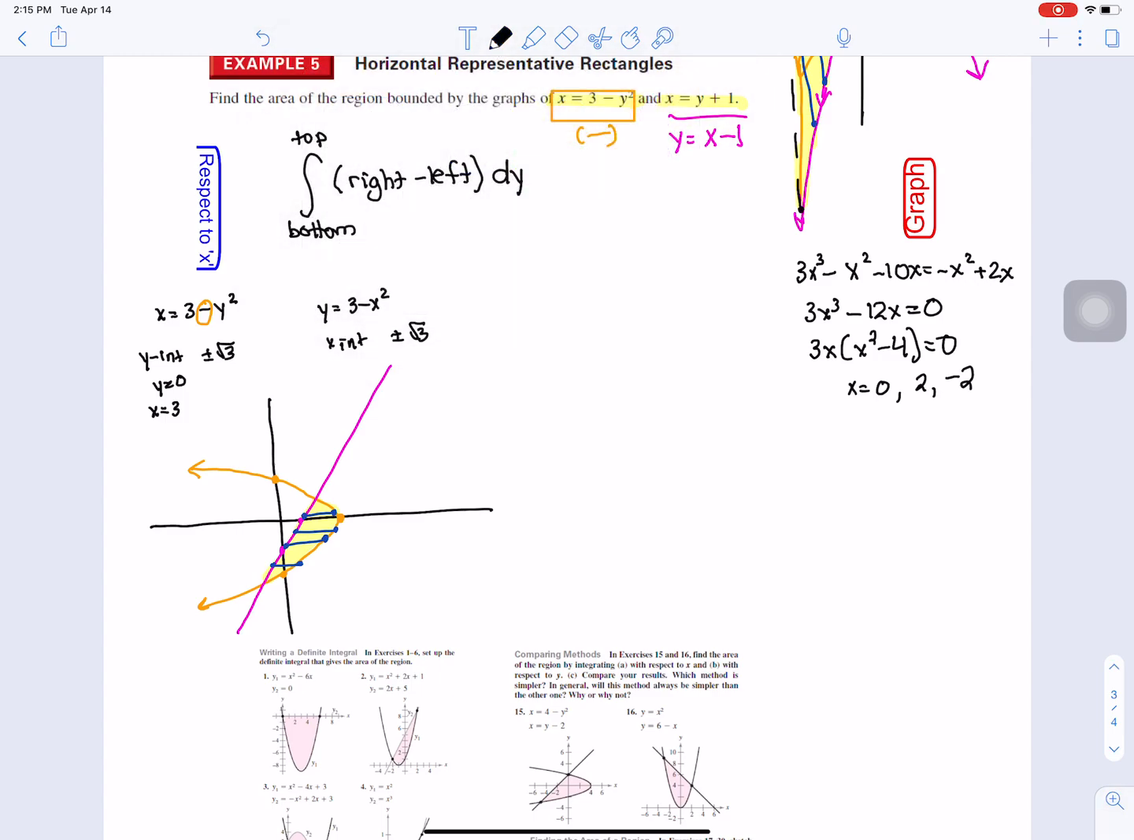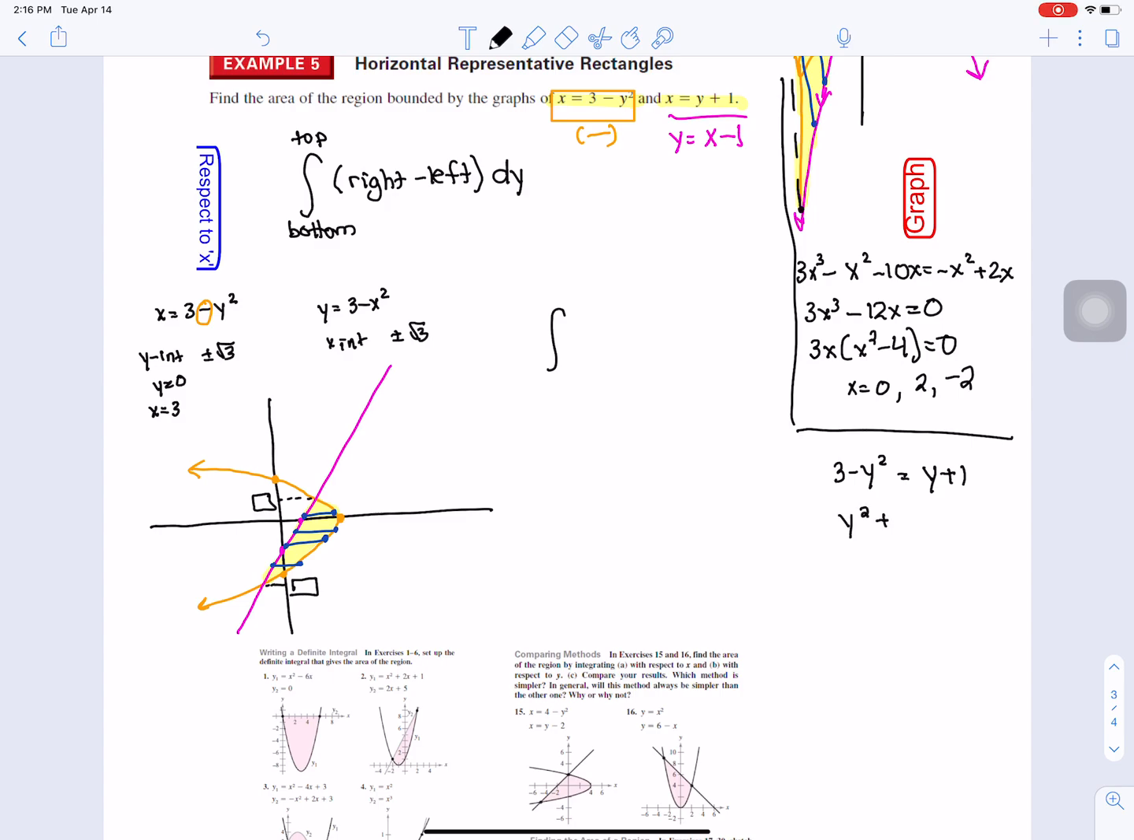So when we set up our integral, we're going to go from where does the shading start, which will be that value, to where does the shading end, which will be that value. And these values are found by getting the intersecting points between the pink and the orange. So I'm going to go 3 minus y squared, and this is for the other example, equals y plus 1. So instead of solving for x, I'm solving for the y points, which is important anyways.